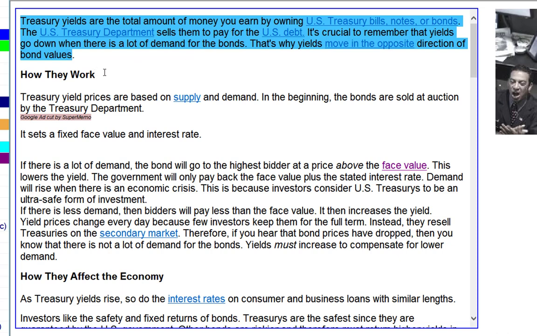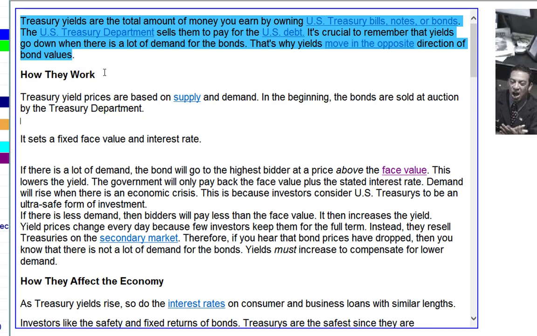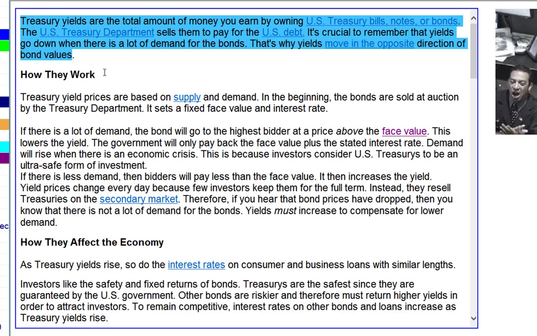And how they work. Treasury yield prices are based on supply and demand. Like anything, I bet. In the beginning, the bonds are sold in auction by the Treasury Department. Okay. Whatever. Google ad. Department sets a fixed value and interest rate. Fixed face value. Fixed face value of what? Interest rate of what?